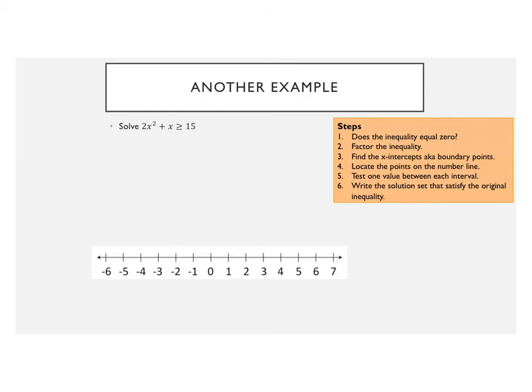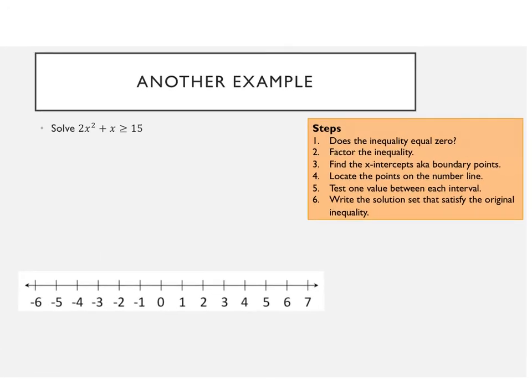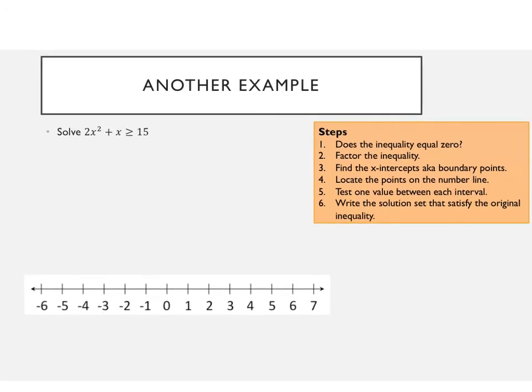Okay, so we're going to look at another example, and notice we have the same steps as we had previously. So the first thing we're going to ask ourselves is, does the inequality equal 0? And in this case, it doesn't. So we have to make it equal 0. In order to do so, we're going to subtract the 15 on both sides. So 2x squared plus x minus 15 is greater than or equal to 0. Our next step, notice it says we're going to factor the inequality. And you can factor with grouping or you can factor with guess and check. It really doesn't make a difference. So I'm going to go off to the side, and we know we're going to take 2 times -15.